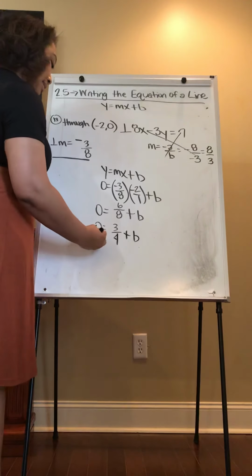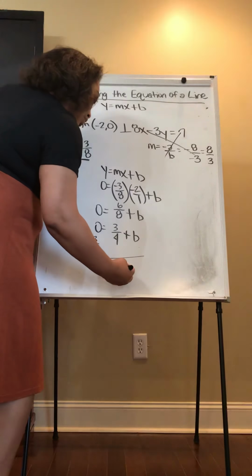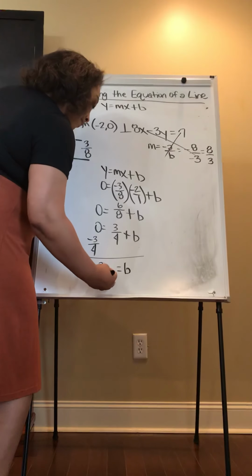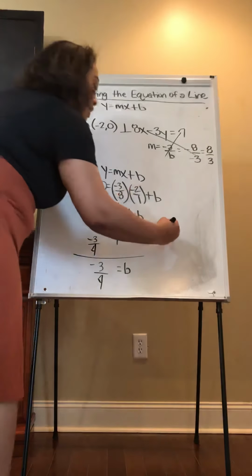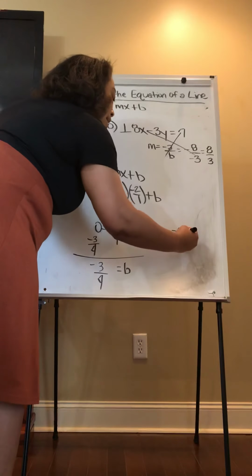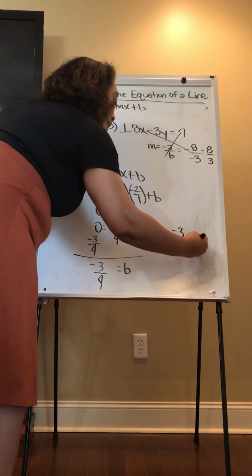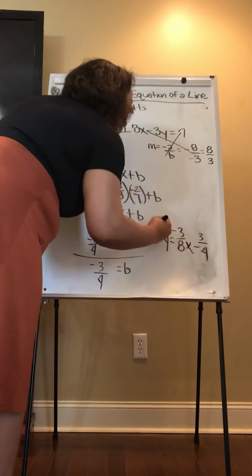And to get b by itself, you subtract 3/4. So our b is a -3/4. So our equation would be y equals, the perpendicular slope is -3 over 8x minus 3 over 4.